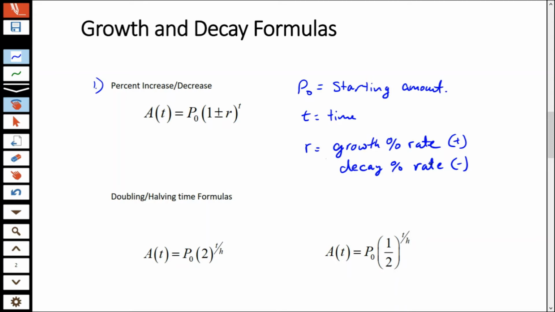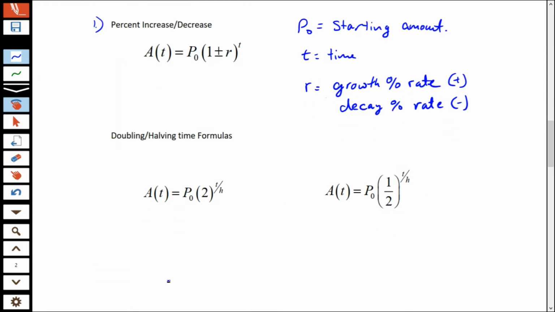We just have to make sure that this rate, whatever time period the rate is, if it's per annual year, it's per year, then time has to be in years. If it's per 10 months, then your time is going to have to be adjusted for 10-month periods, and so on, okay? A second type of formula is doubling or halving time formulas. And we saw this before, right? A doubling time, you take P sub 0, your starting value, and you multiply it by 2. And then for the exponent is t over h, where h, in the first case, is your doubling time.